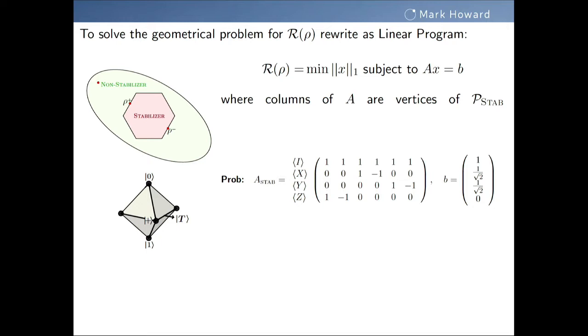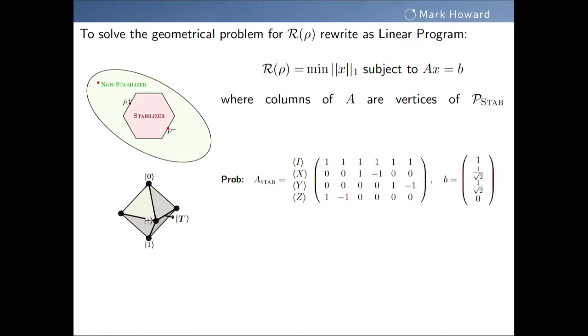OK, so now we had the cartoon geometric picture. How do you actually calculate robustness? If you give me a state, how do I calculate the number associated with the robustness? So you recast it as a linear program, which looks like this. So the problem statement is I have some matrix A and some matrix B, and I'm trying to find the best vector x. So matrix A is going to describe the vertices of this region of free states.